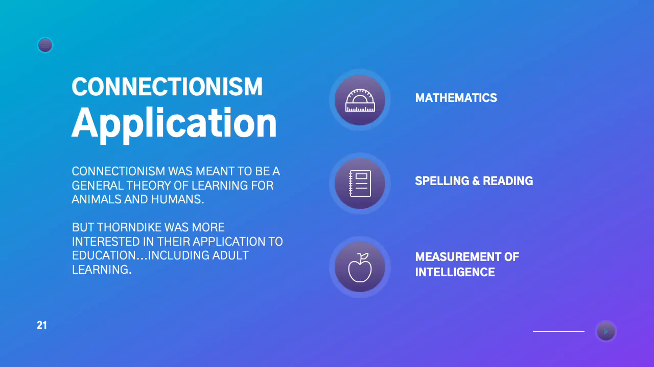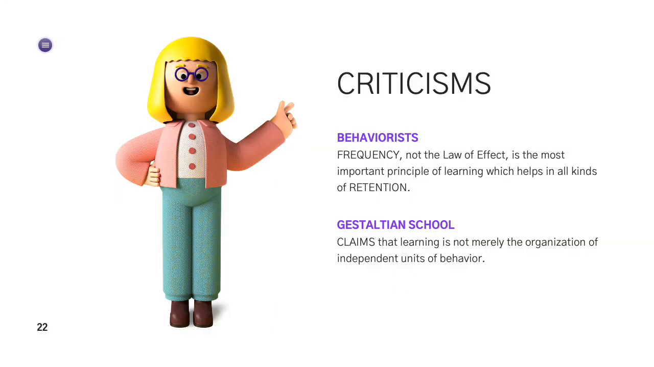Now, connectionism was meant to be a general theory of learning for animals and humans. Thorndike was especially interested in the application of his theory to education, including mathematics, spelling and reading, measurement of intelligence, and adult learning. But his theories are not without criticisms.